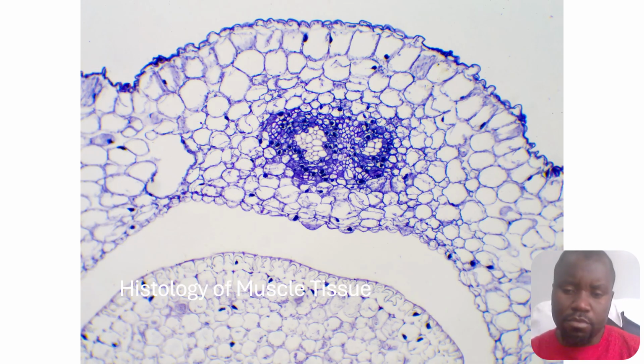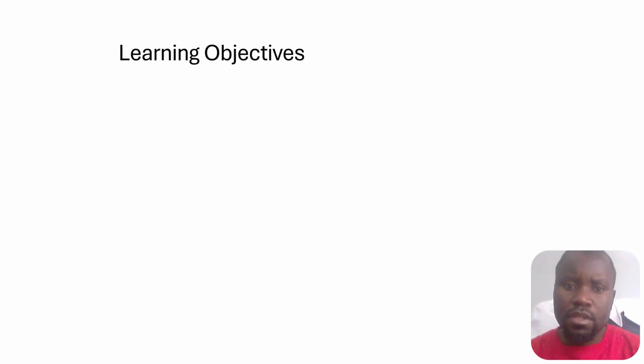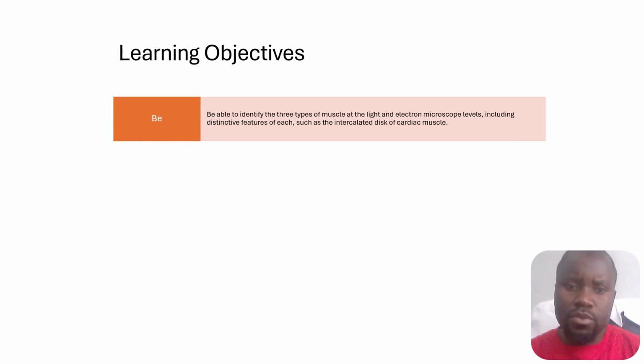This will be a series of discussions that will help us get some insights on the histology of muscle tissue. In terms of what we want to achieve, by the end of this lecture, you should be able to identify the different types of muscle tissue in terms of the features of each muscle type and how they are different amongst themselves.